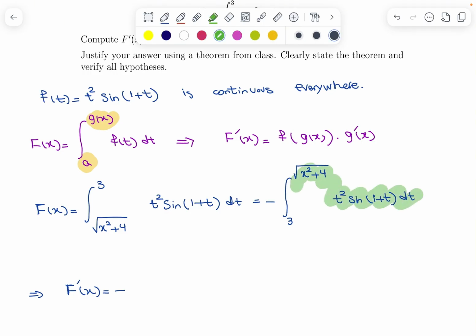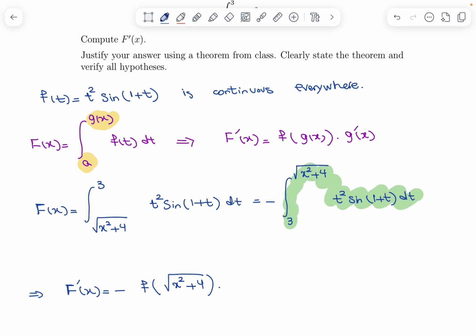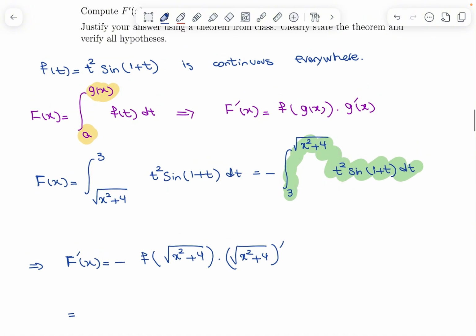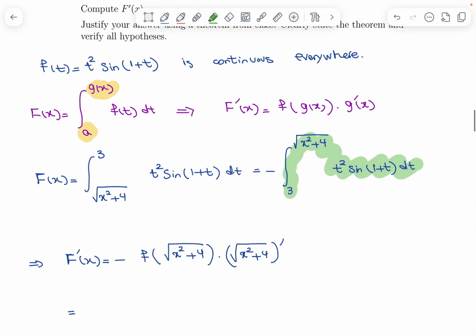We need to find the derivative of this function by using the formula that we have. It would be f of square root of x square plus 4 times the derivative of square root of x square plus 4, which would be equal to f at square root of x square plus 4. This is function f, so you need to plug in x square plus 4 for t.